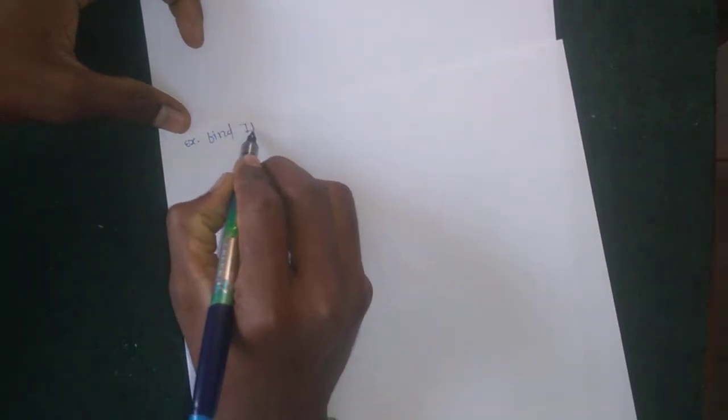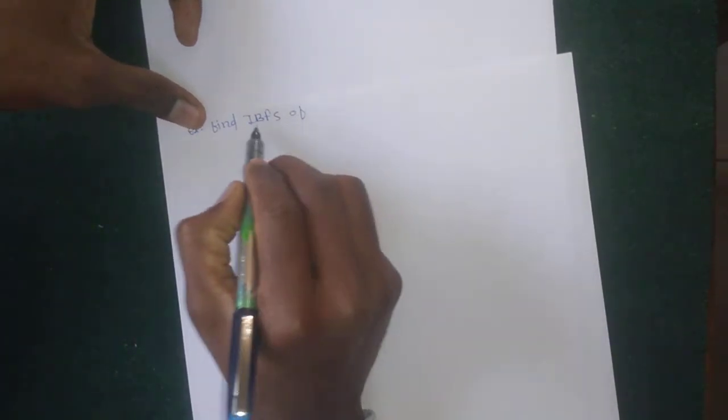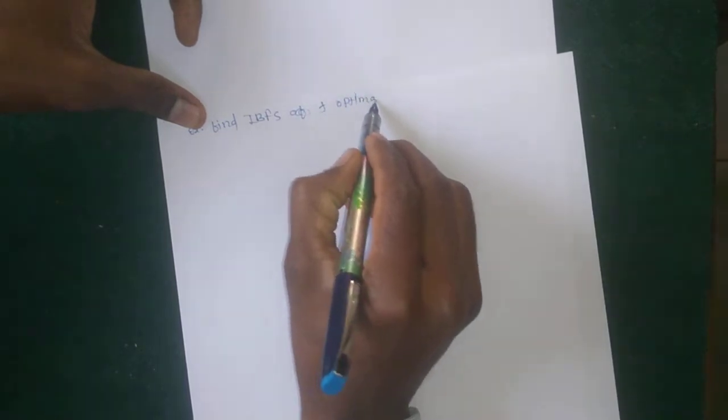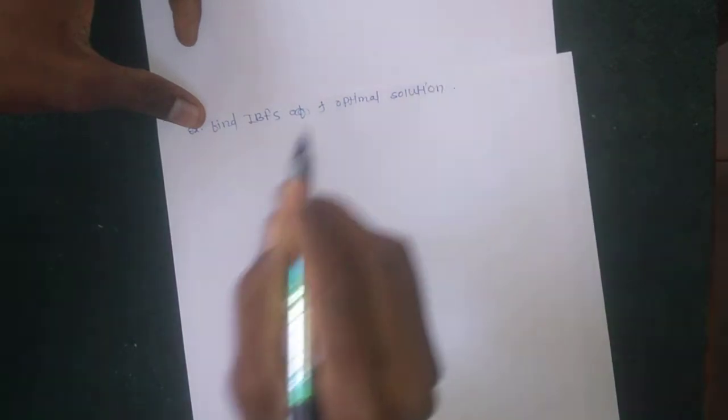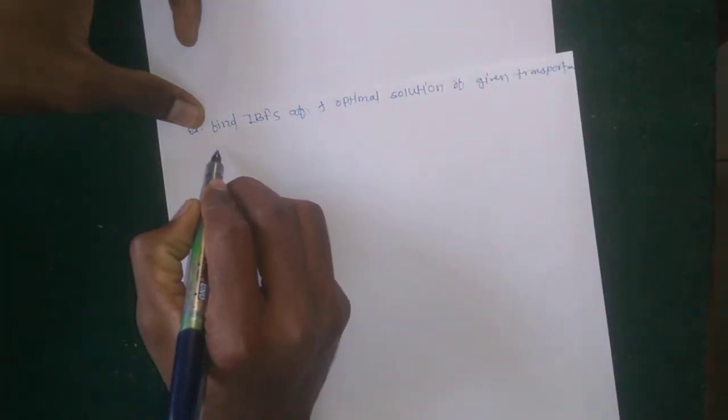So here is an example. Find the initial basic feasible solution and the optimal solution of the given transportation problem.